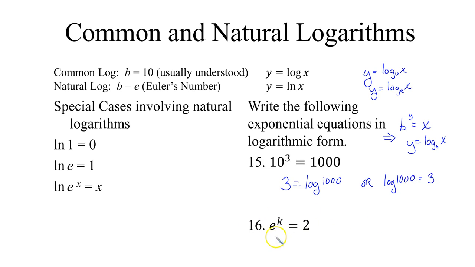All right? We're going to do the same thing here with our natural exponential base, so we'll rewrite this as a natural logarithm. Again, my y or my exponent is k, so I'm going to start with k is equal to log base e. Just got through telling you log base e is this natural log, and then we have of 2. So k is equal to the natural log of 2, or again, we could write this as the natural log of 2 is equal to k. Right? Very good.